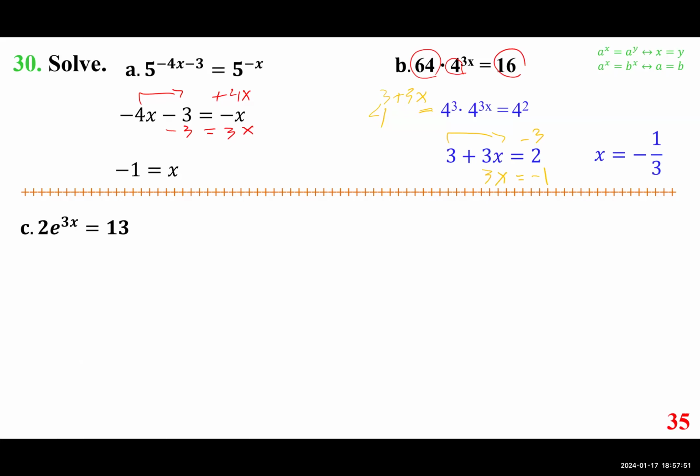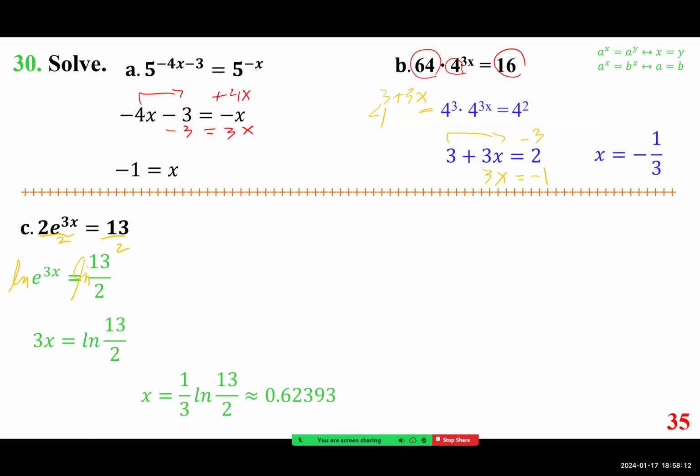2e to the power of 3x is 13. Let's divide both sides by 2. And let's take the natural log of both sides. So the left side becomes 3x. So x is the right side divided by 3, or 1/3 of the right side. Now, please understand, this is the exact answer, and most of the time we want that, whereas 0.62393 is an approximation, and if they ask you for the approximation, you have to use the proper number of decimals.